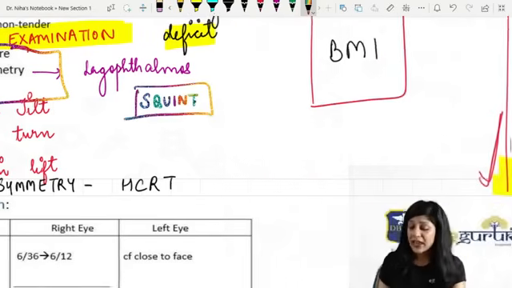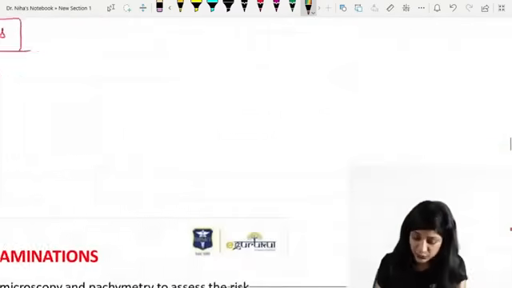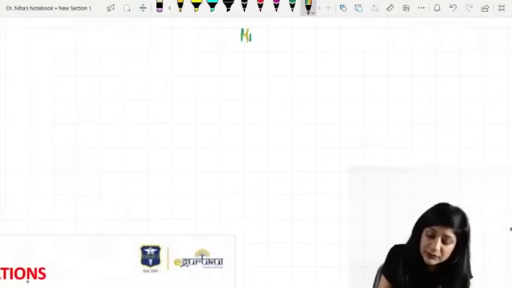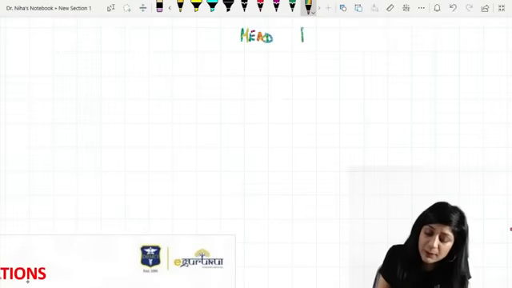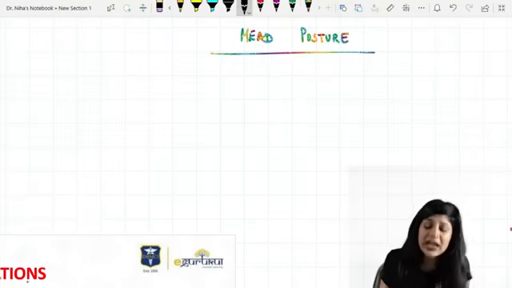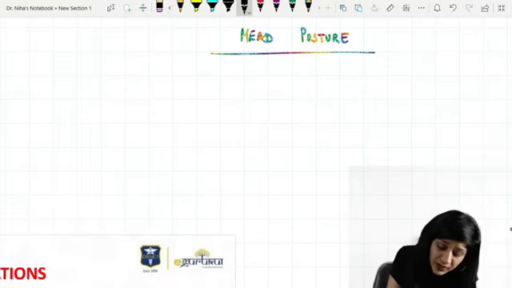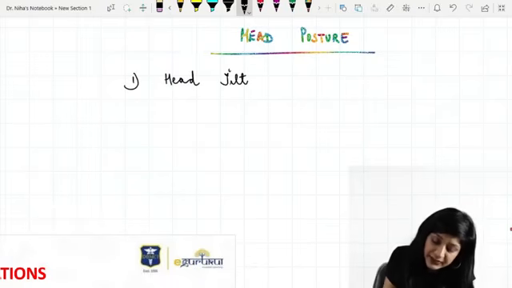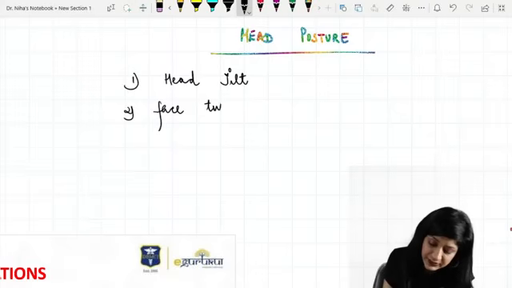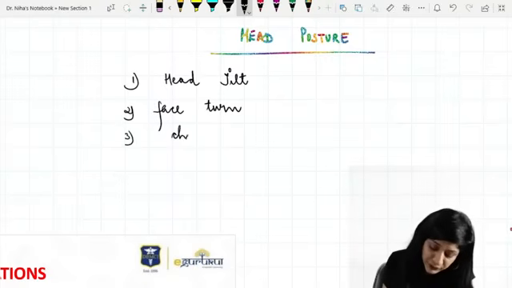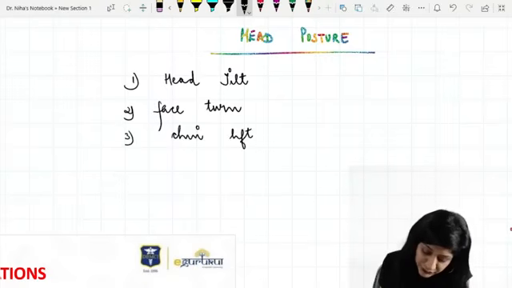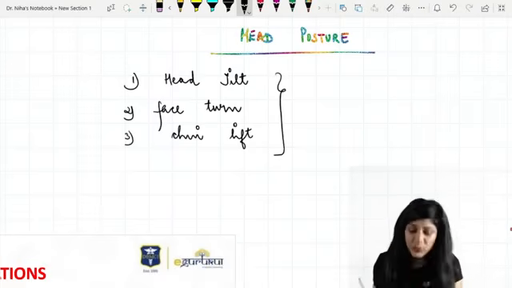Whenever we are looking at the head posture of the patient, I have to look for three things. Number one is the head tilt. Number two, we have to look for the face turn of the patient. And number three, the chin lift. So what are the conditions where I can have head tilt?